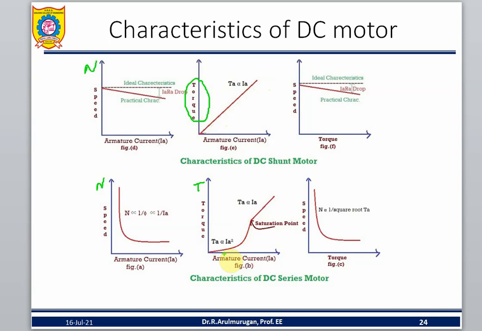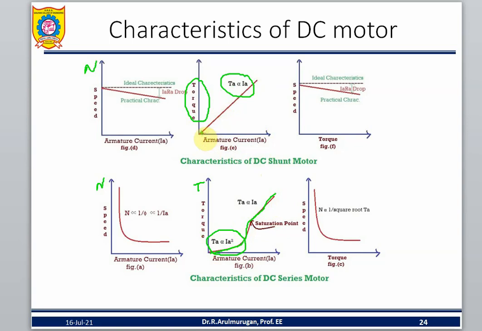How do you say? T is directly proportional to Ia. T is directly proportional to the square of Ia. So if Ia is 1, then T is 2 times. That's why a parabolic type of curve appears before saturation. After saturation it is only linear. This is not linear before saturation. So it is a shunt motor.